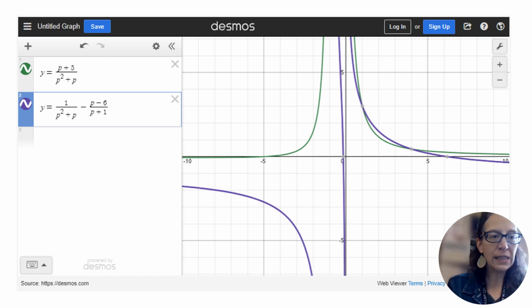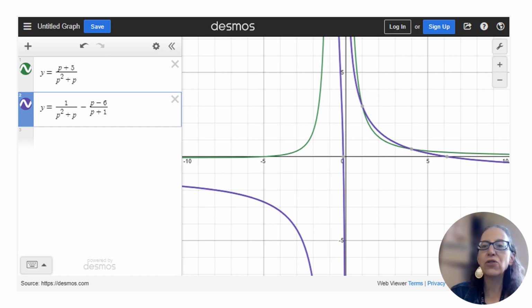So the right side was 1 over p squared plus p minus p minus 6 over p plus 1. Now, this is where I accidentally advanced a slide about 3 minutes ago. I had to redo it.